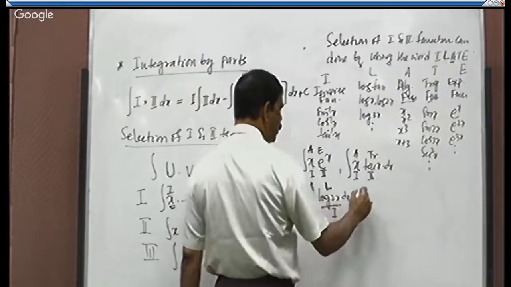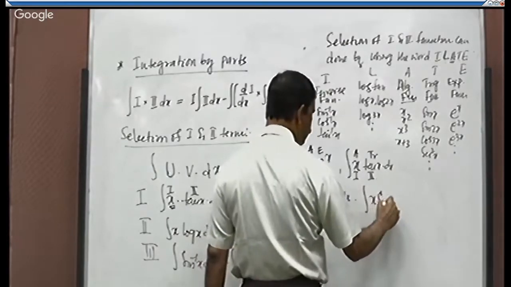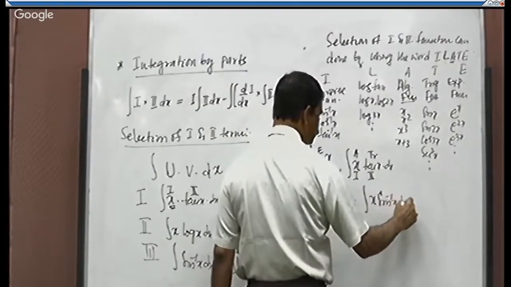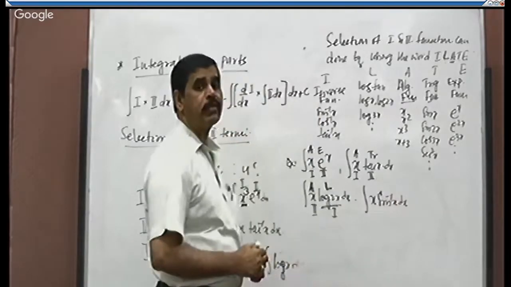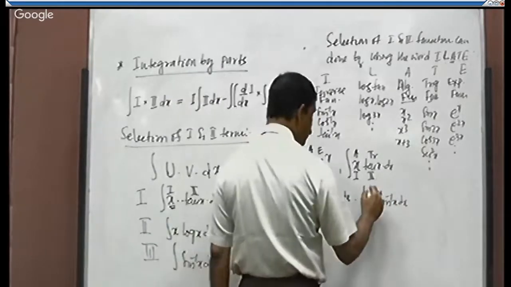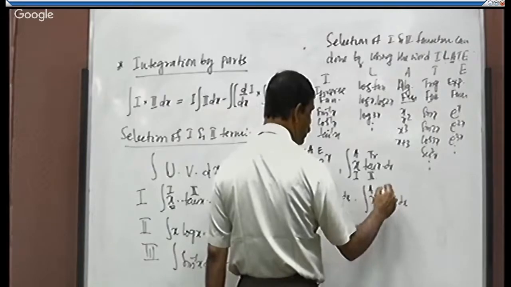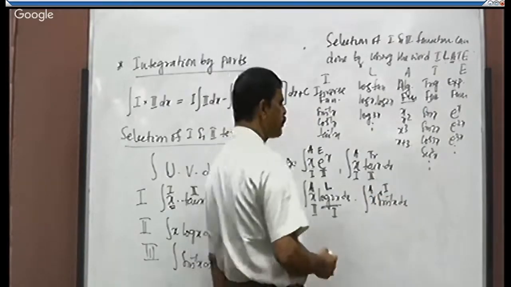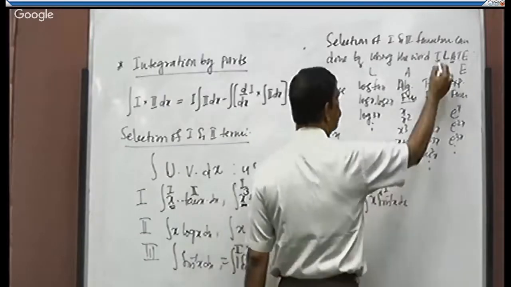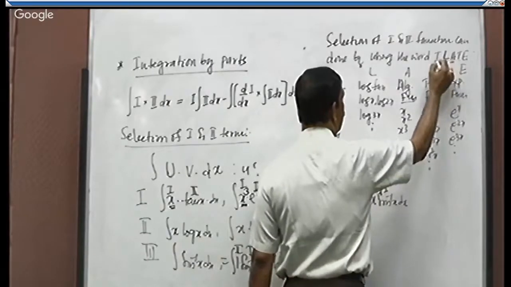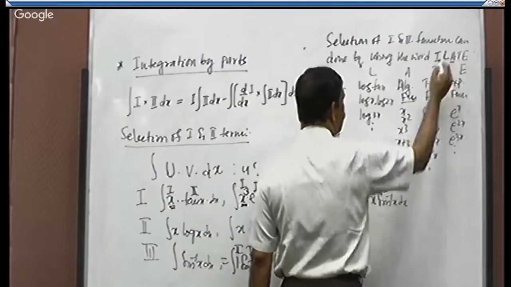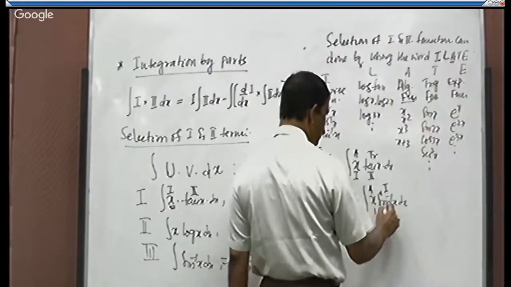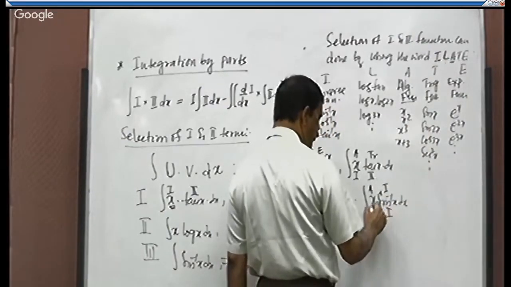Right? X into sin inverse x dx. What is x? Algebraic. What is sin inverse x? It is inverse. Which comes first? I or A? See, ILATE. I comes first, then A. This is first. Inverse is first. Other one will become second.